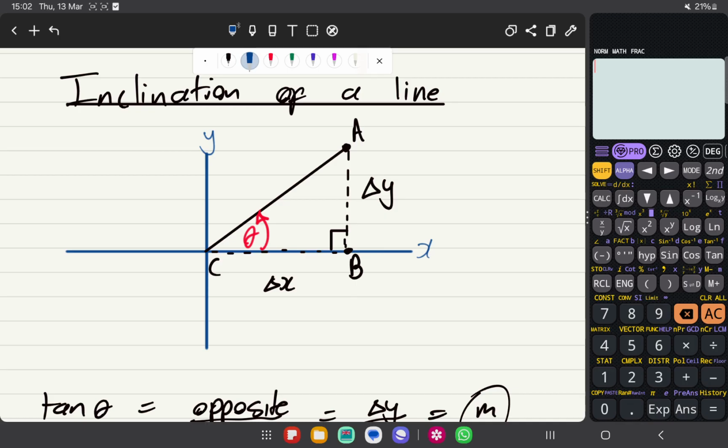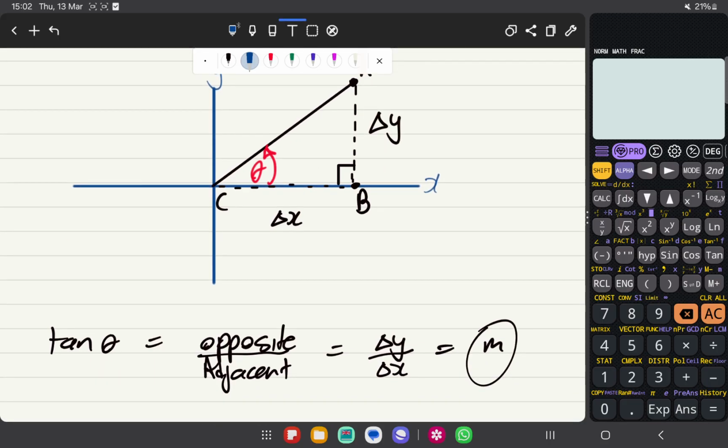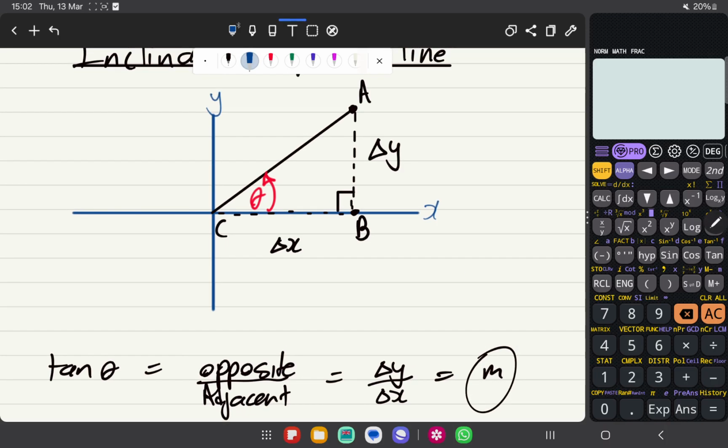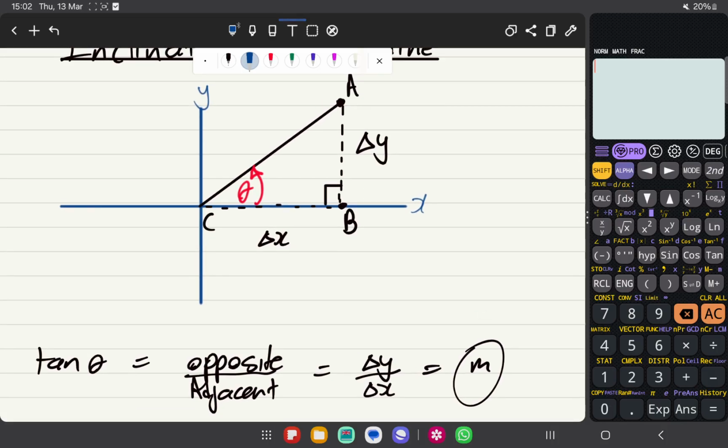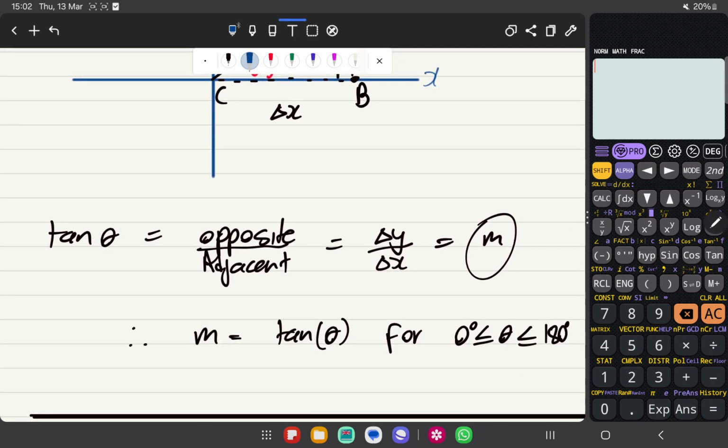So you have an angle theta here, and if we were to calculate what tan theta is, tan theta is going to be the opposite over the adjacent, right? In our diagram, triangle ABC, that's just changing y over changing x, which is gradient, and that is m. So from that, it's easy for us to conclude that gradient is the same as tan theta.